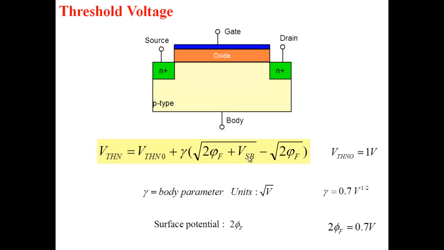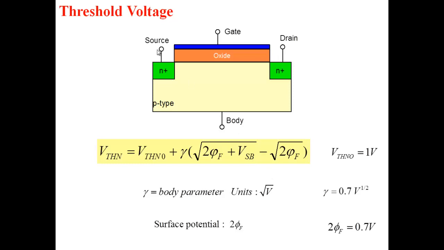So if you want to increase the threshold voltage, make the source to body voltage positive. So if the source is ground, make the body negative, and thereby you can get a higher threshold voltage. If for some reason you want a higher threshold voltage, you could do that. Or if you want a lower threshold voltage, well, you make the source to body voltage negative.